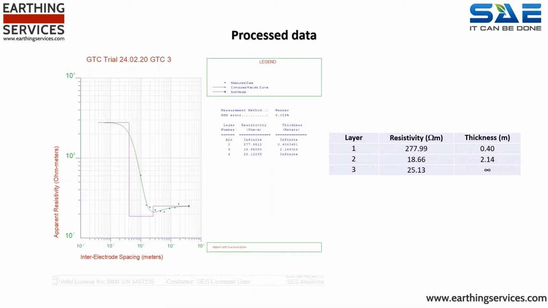Between 400 millimeters beneath the surface to a depth of 2,540 millimeters from surface, the resistivity drops from 277.99 ohms to 18.66 ohms. That second layer being only 6.7% of the resistance of the top layer. Try and keep this in mind when we look at the next slide.